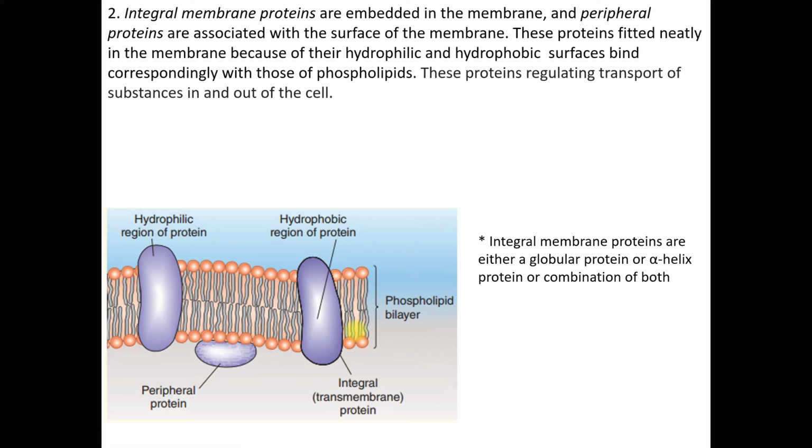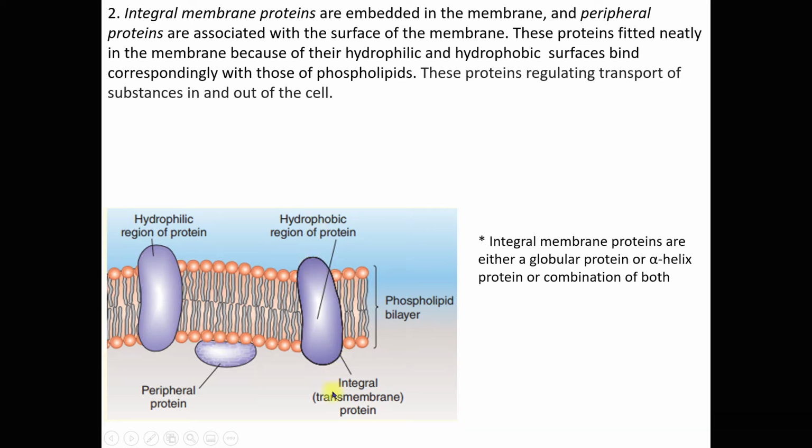Now, integral membrane proteins are embedded in the membrane, and peripheral proteins are associated with the surface of the membrane. These proteins fit neatly in the membrane because their hydrophilic and hydrophobic surfaces bind correspondingly with those of the phospholipids. Peripheral proteins can bind because of the hydrophilic and hydrophobic surfaces. Now these proteins regulate the transport of substances in and out of the cell.